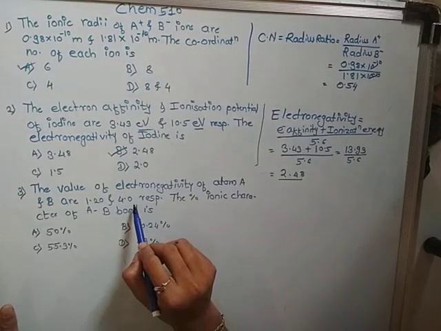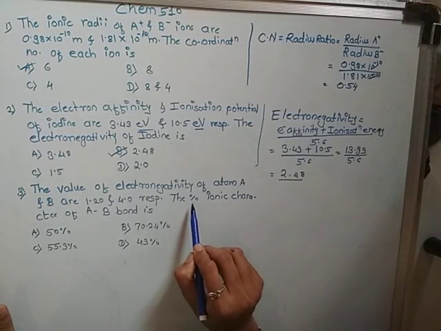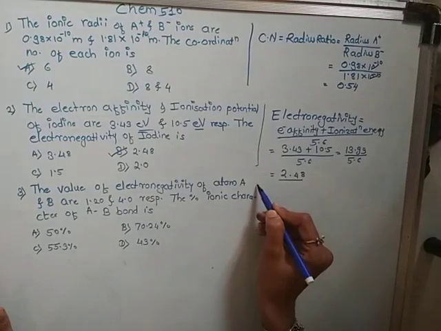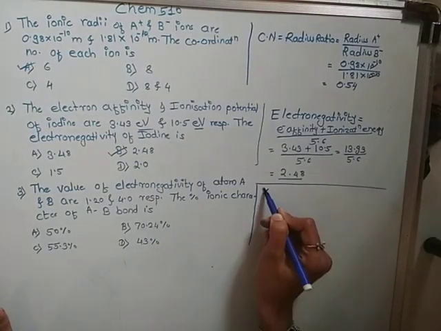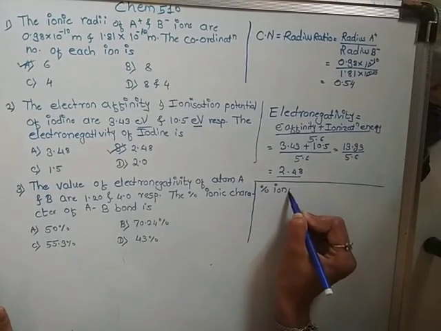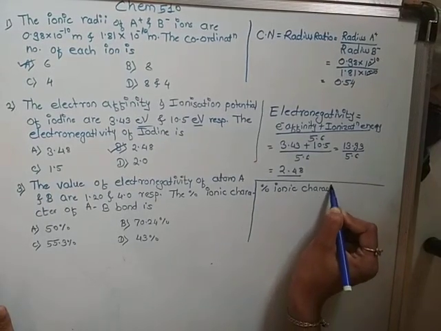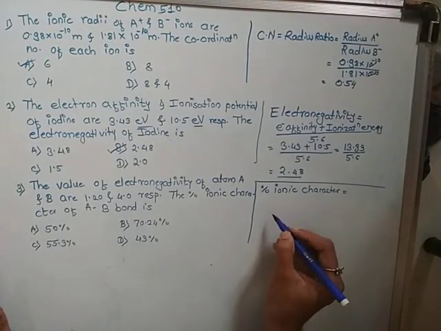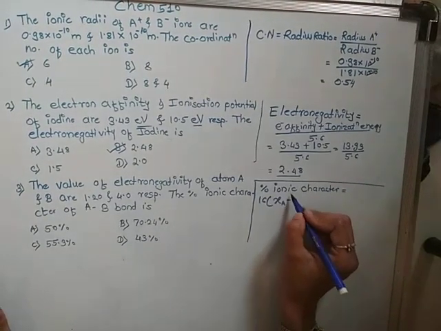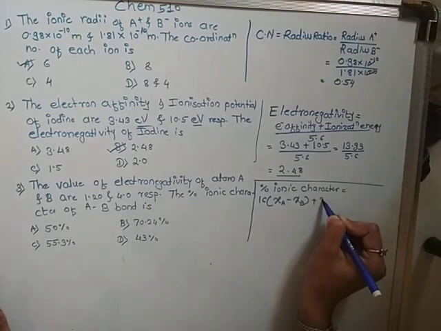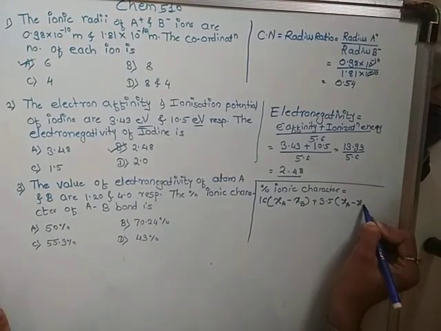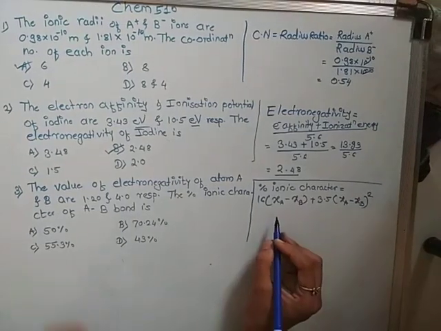Now the values of electronegativity of atoms A and B are 1.20 and 4 respectively. The percentage ionic character of the A-B bond is. Now the formula of percentage ionic character is equal to 16 into XA minus XB plus 3.5 into XA minus XB raised to square.